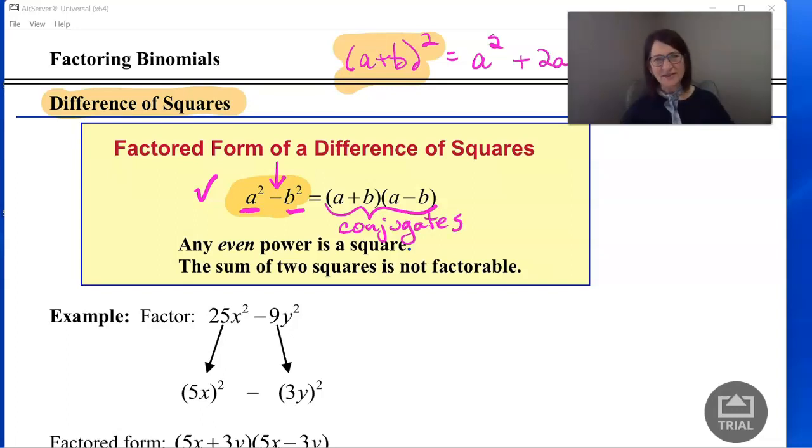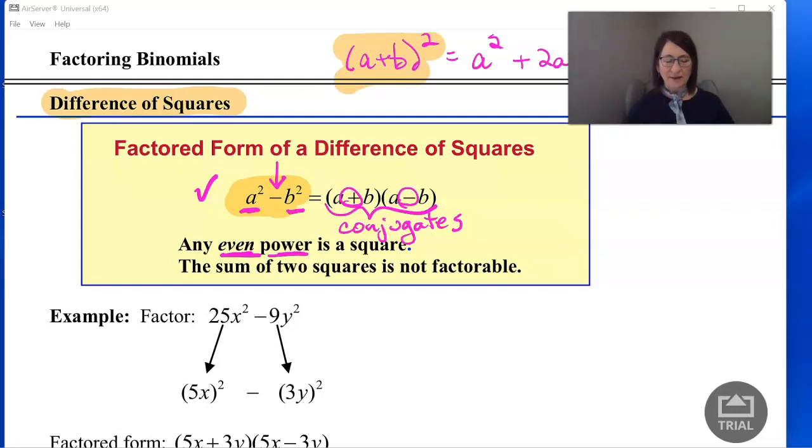So conjugates have the same terms, but they have opposite signs. One is plus, one is minus. Okay, so a couple things to note here. Any even power is a square. That's good to know.